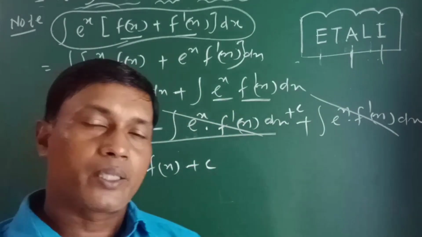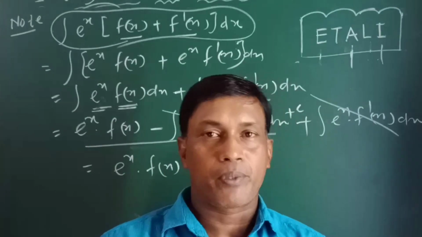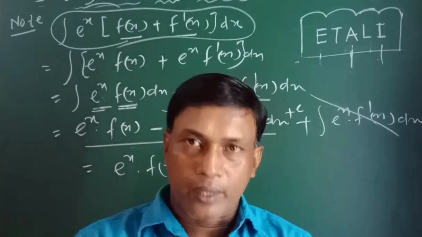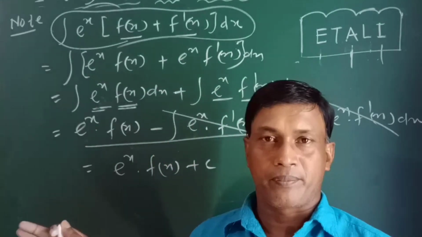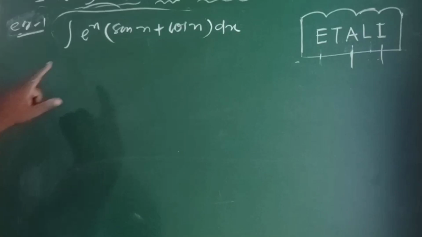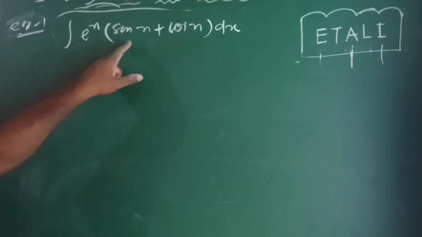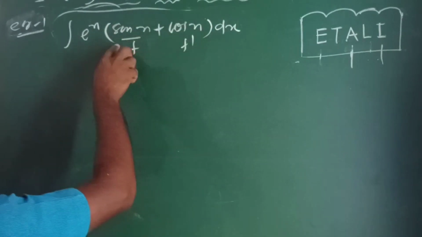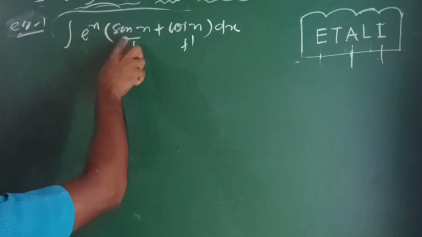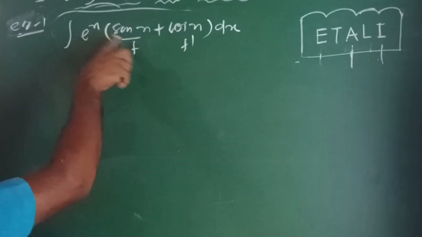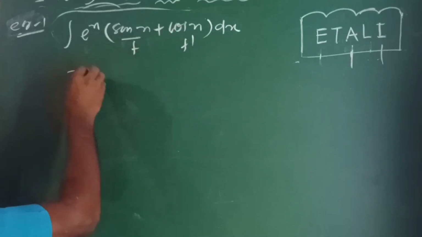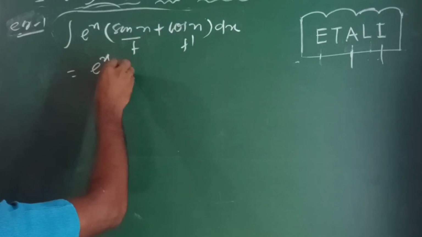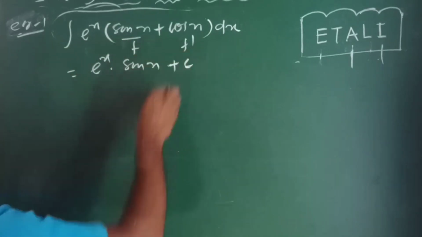So students, जहाँ दिखोगे e to the power x into फंक्शन प्लस फंक्शन का डेरिवेटिव है, तो इसी तरह तुमको इंटीग्रेशन करना पड़ेगा. अगर डायरेक्ट करोगे तो कितना होगा? e to the power x into function. So the question is to integrate e to the power x into sin x plus cos x. The students, e to the power x whole into this is function, this is derivative, and derivative of sin x is cos x. e to the power x whole into function plus function का डेरिवेटिव, तो इसका इंटीग्रेशन कितना है? e to the power x into function. That means the integration of this is e to the power x into sin x plus c.